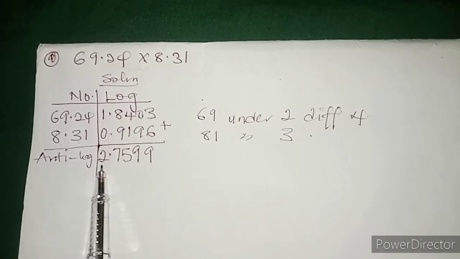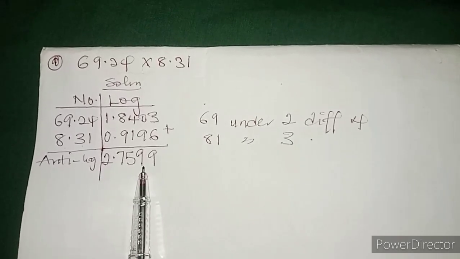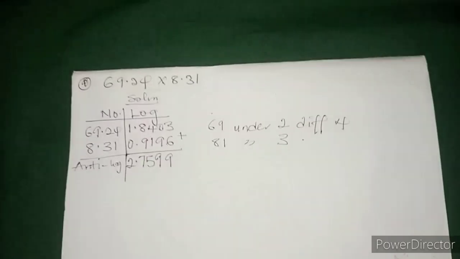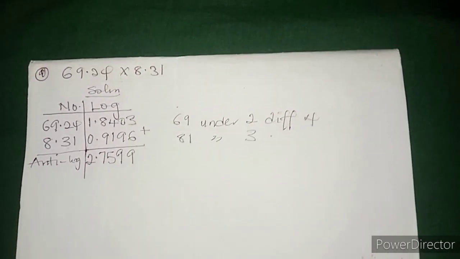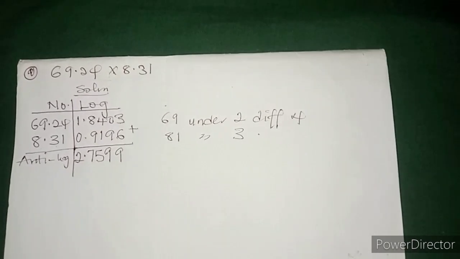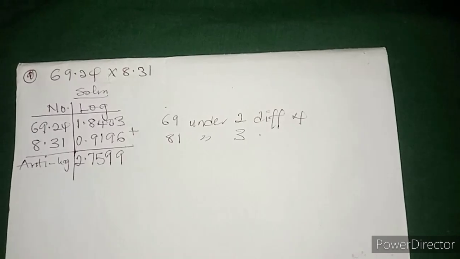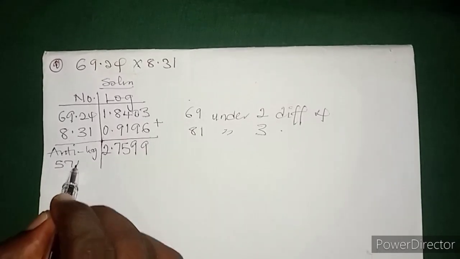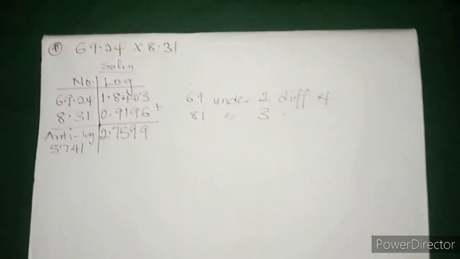So in looking for anti-log, you don't touch the characteristics, you touch only the mantissa, which is 75 under 9 difference 9. So 75 under 9 difference 9 will give you a very simple value. That will give you 5741.